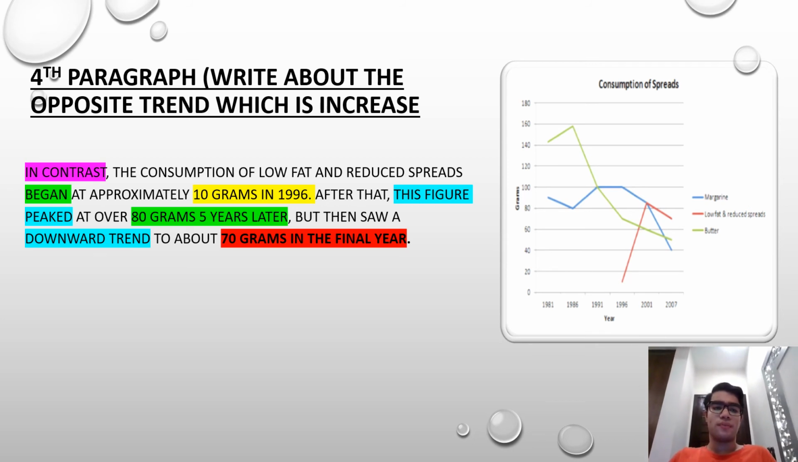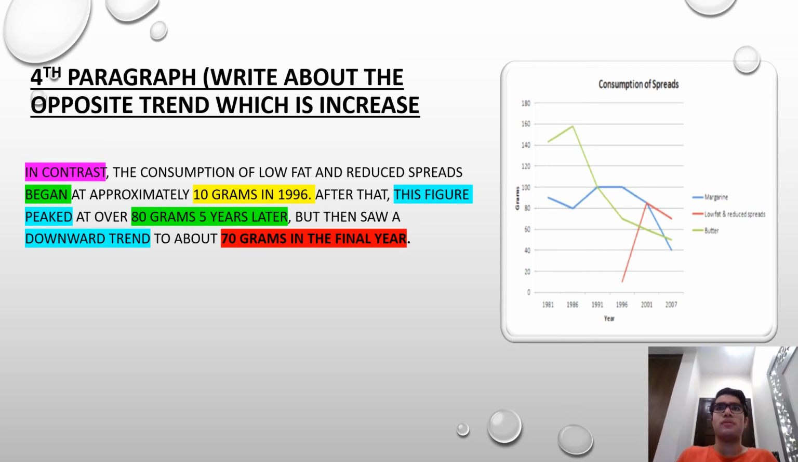So you could start your fourth paragraph with something like, in contrast, and you then put a comma. Because you're writing over the opposite trend, so it's good to use in contrast. Because examiners are looking for a wide variety of sentence structures and a wide variety of vocabulary. Okay, so write in contrast. Then say the consumption of low fat and reduced fats began at approximately 10 grams in 1996. So this began in 1996. It did not begin in 1981. So you talk about 1996. So it began at approximately 10 grams in 1996.